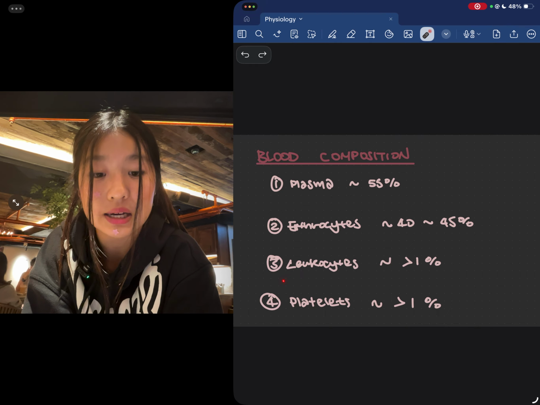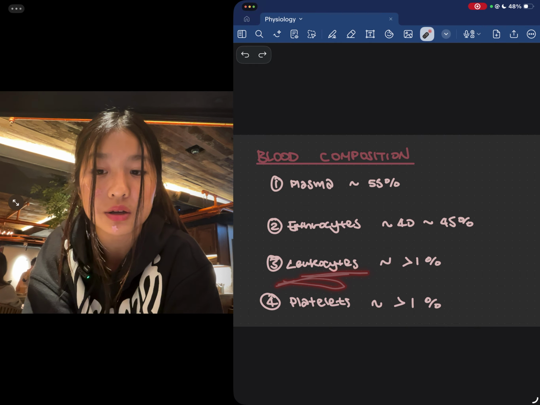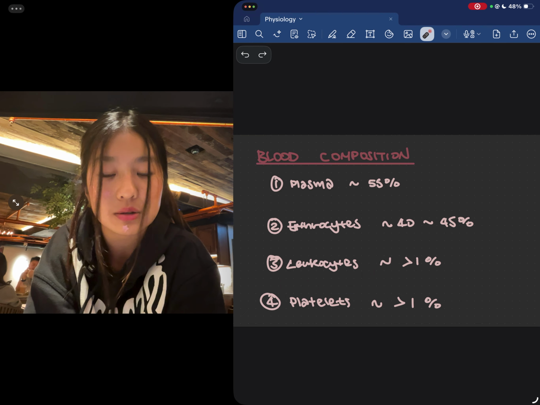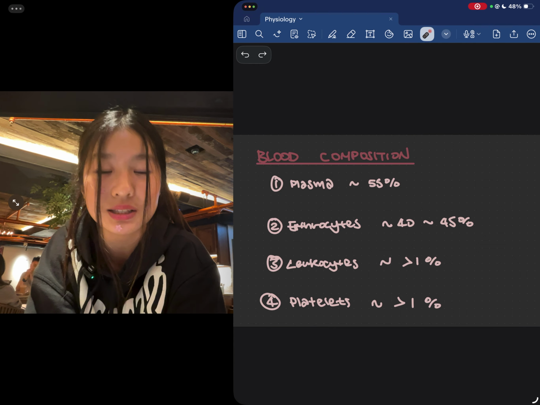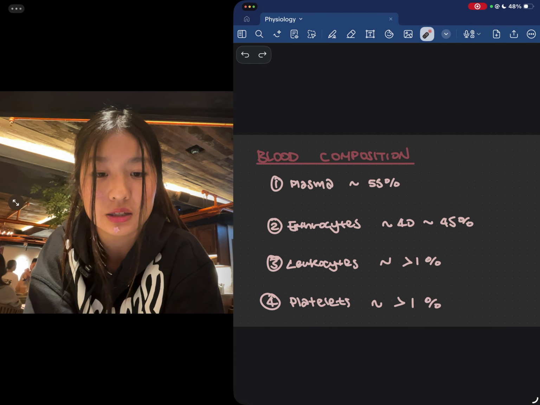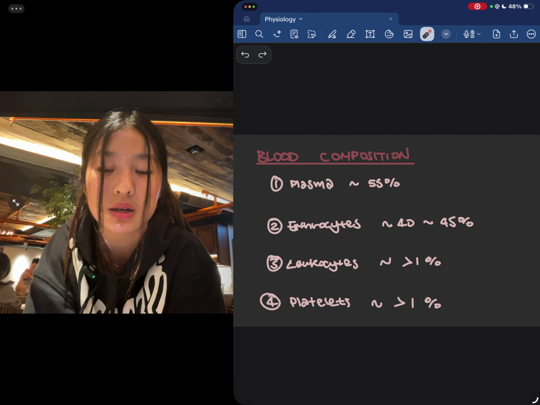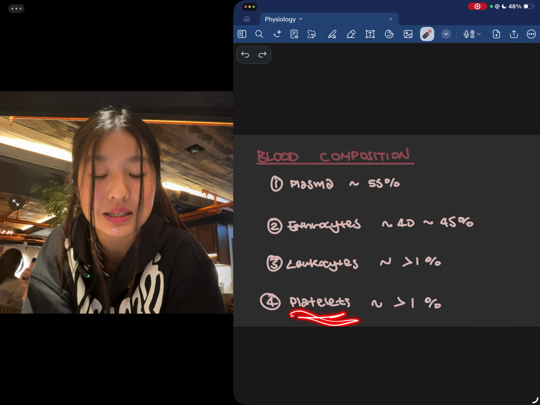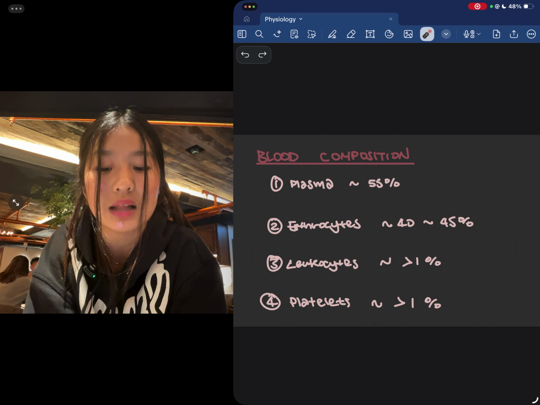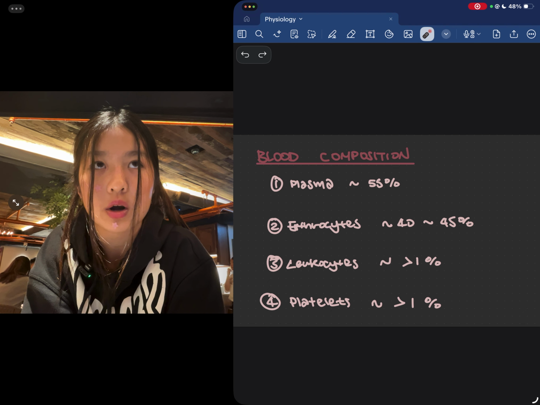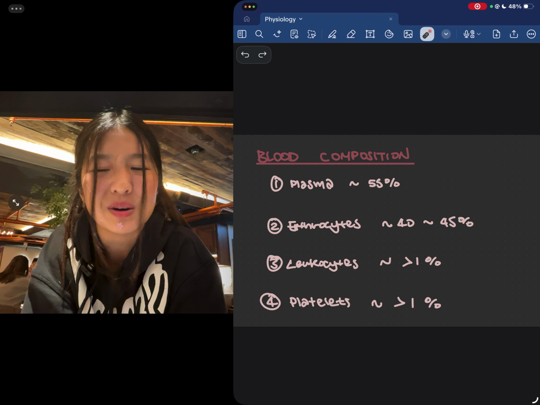And leukocytes are white blood cells, and they're really responsible for phagocytosis of infectious cells. And leukocytes allow for our body to battle against diseases. And then platelets are responsible for hemostasis, so blood clotting factors and allowing your body to really form clots that don't allow you to bleed out.